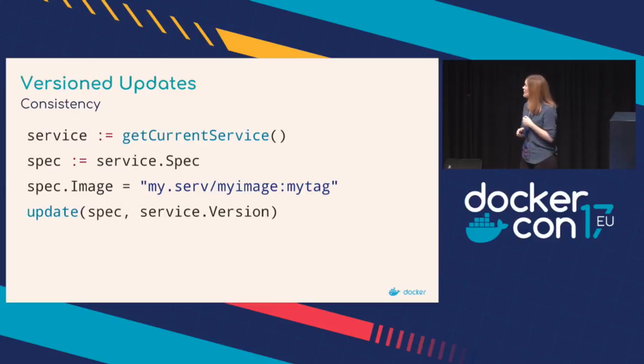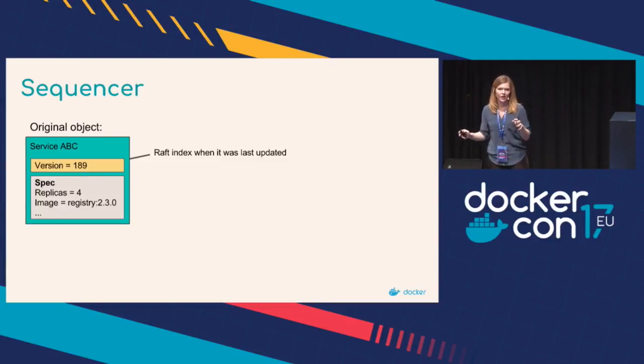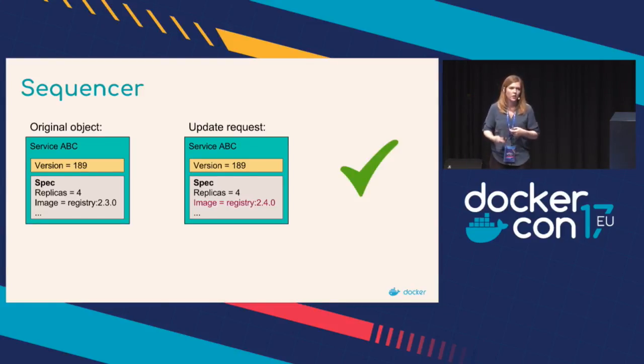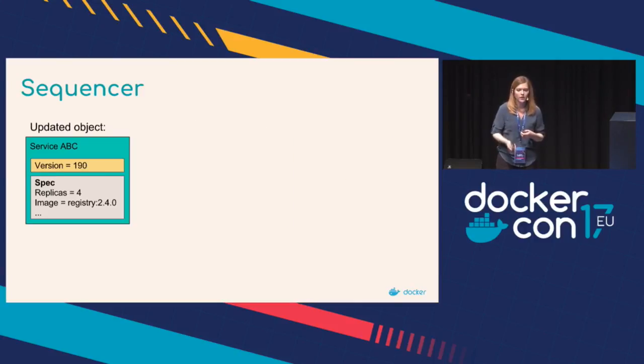The updates in SwarmKit are versioned, which means you have to provide some version. And we can maybe look at this visually. It's a little bit easier to understand, although the concept is not super difficult. So if we have version 189, which is the Raft index of when it was last updated, and we have an update request, and we say the current version that we have is 189, I want to make some update. In this case, we're updating the image. That's totally fine, because you have the current version, and then that version is going to be incremented.